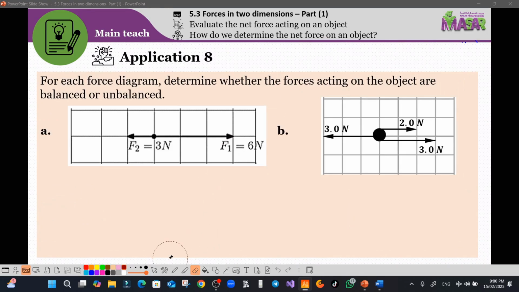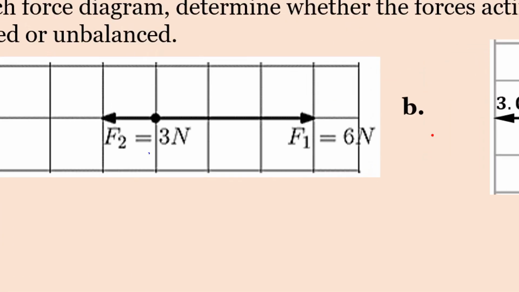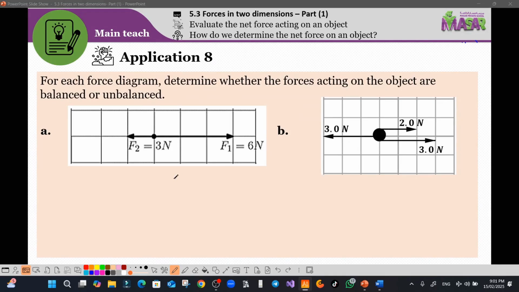Now, in this exercise or application, we need to evaluate whether we have balanced forces or not. As we can see here, on the right-hand side, the force that is pointed to the right is 6. The force that is pointed to the left is 3. They are not equal, so they cannot be balanced. So left does not equal right. L stands for left, R stands for right. So left does not equal right, and the case is unbalanced forces.